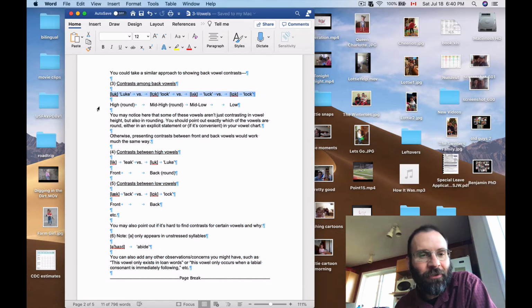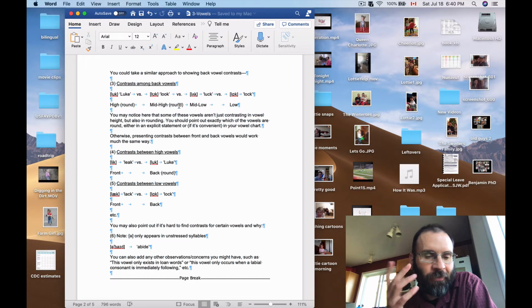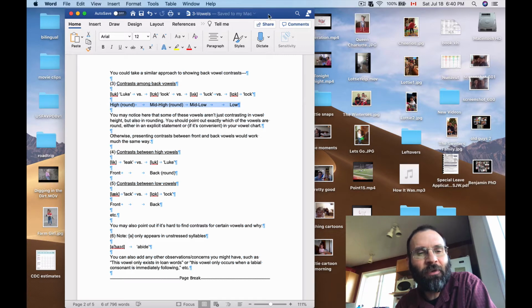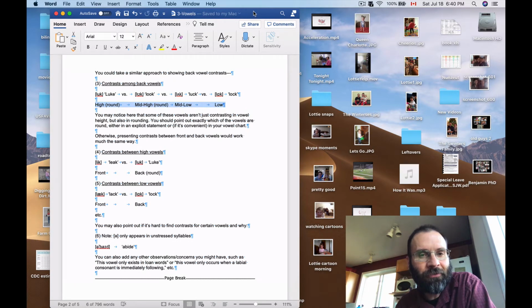But you can only usually take that so far. So like Luke and look are rounded vowels, so there's actually two features which are contrasting there for those particular items. So whatever you do, clarify exactly what features are being contrasted when you present 2 different vowels in a contrast with one another in your report, please.